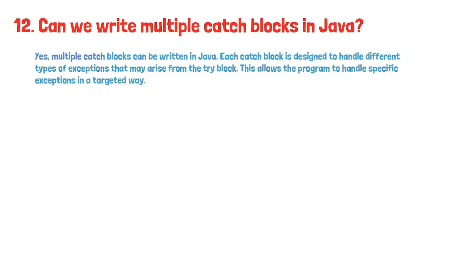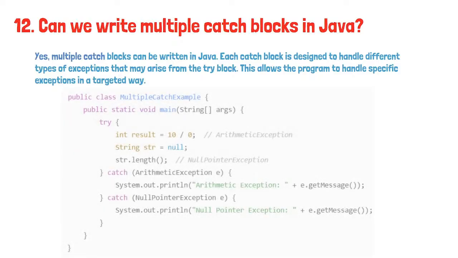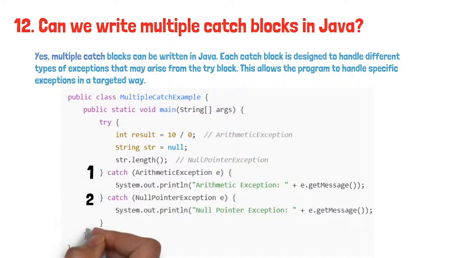Suppose there is a result which I am going to divide by 0. So it can throw an arithmetic exception, and there is one string that is null. So here we have written two variables, one is the string, another is the result. String dot length will give a null pointer exception and the result will give an arithmetic exception. So we have used two catch blocks. First is for arithmetic exception and second is for null pointer exception.